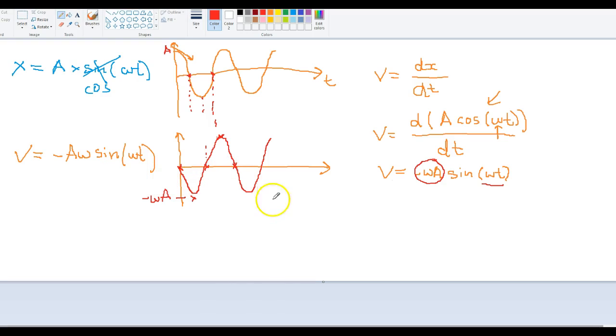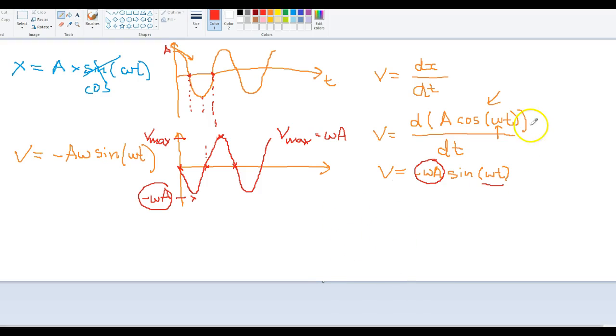Now the maximum value for the velocity, let's call it Vmax, is going to be equal to this, but we'll give it a positive value because we're interested in a positive value. So Vmax, the maximum velocity, is going to be equal to omega times A.